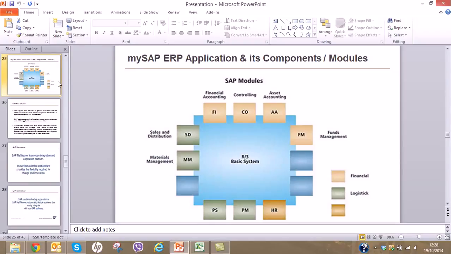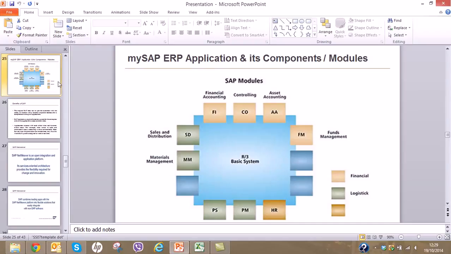ERP, Enterprise Resource Planner. ERP is a group of software which gives planning to the enterprises. SAP is one of them. Oracle is another of its kind. Microsoft Dynamics is another one, and JD Edwards is another one. Sage is also part of the genre of ERP. So SAP is one of them.